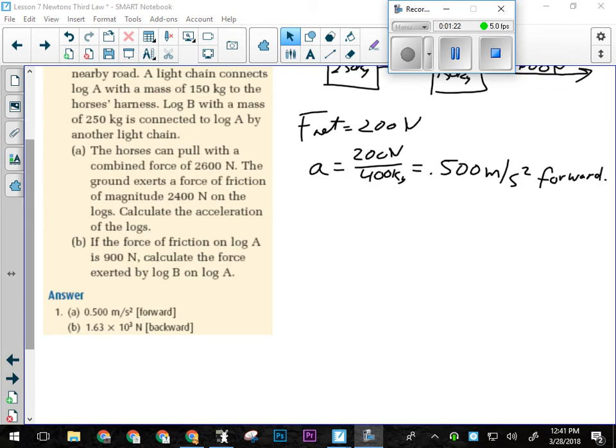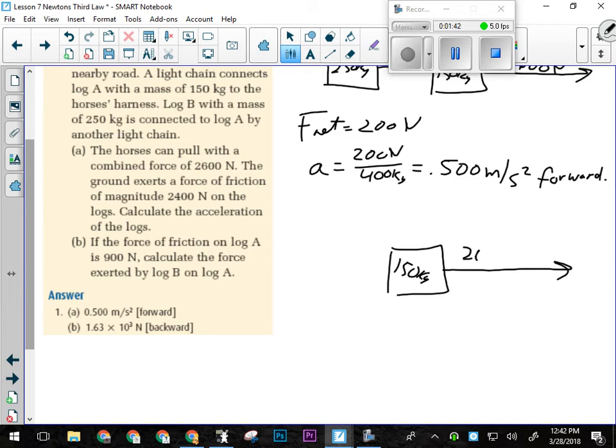All right, so as I said, you can solve this with either log, but the best bet is log A because log B is going to require one more calculation. It's not a hard calculation, but it requires one more step, and we have more information about log A. So we're going to look at just log A. It's 150 kilograms. It's being pulled forwards by 2,600 newtons. They tell us that the force of friction back on log A is 900 newtons.